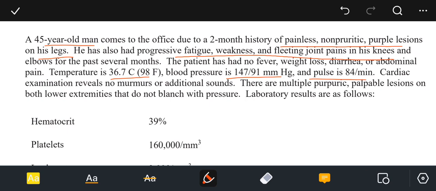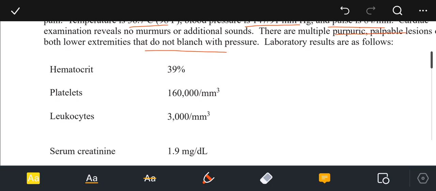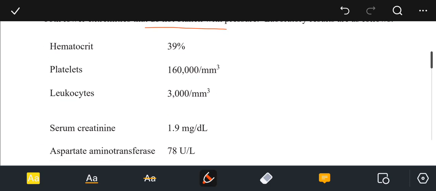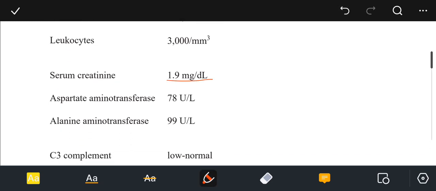There are multiple purpuric, palpable lesions on both lower extremities that do not blanch with pressure. Laboratory studies are as follows: hematocrit is 39%, platelet count is 160,000, leukocyte count is 3,000. All of them are non-significant; they are within the reference ranges. Serum creatinine level is high, 1.9 mg per deciliter. AST is 78 and ALT, or alanine aminotransferase, is 99. Both of them are kind of high.